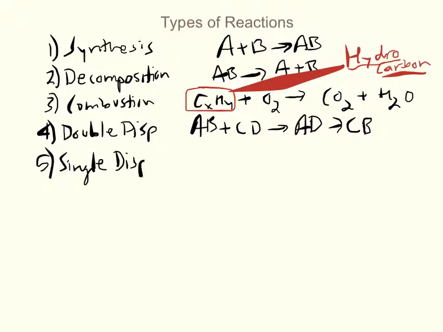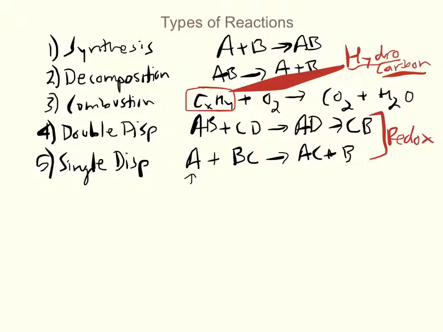We can also have a single displacement, which is the same idea, but there's one atom that starts off by itself. So A plus BC. Let's say the metal element A is more reactive. It's going to displace element B to form AC plus B. Again, these are the two types of reactions we usually see that are associated with redox, transfers of electrons, which is the next category we need to know, redox.